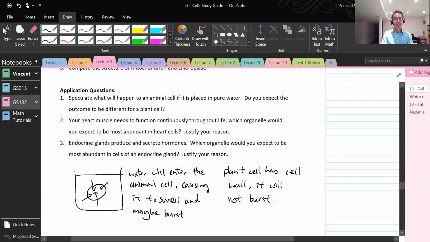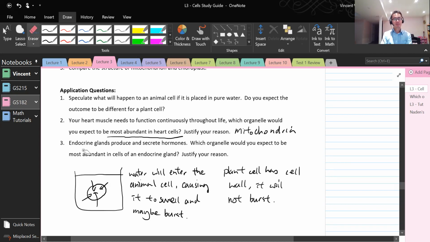Next one, it's quite easy. The heart muscle needs to function continuously through life. Which organelle would you expect to be most abundant in the heart cell? I sort of mentioned this earlier in one of the poll questions. Anybody? Your heart never stops beating. It requires a lot of energy. So you would need to have a lot of mitochondria.